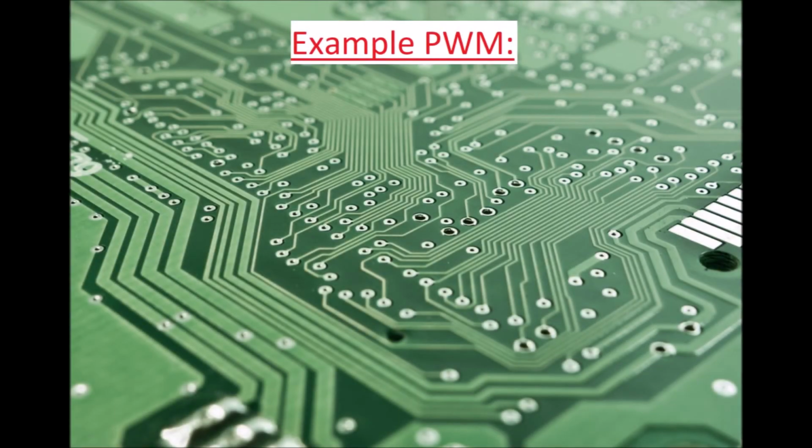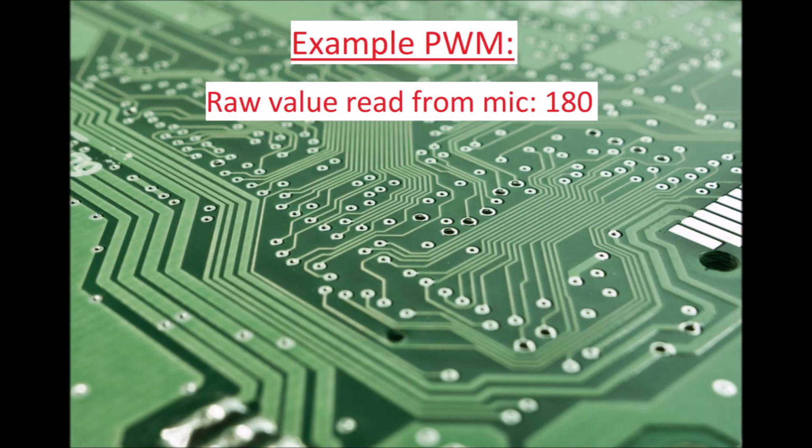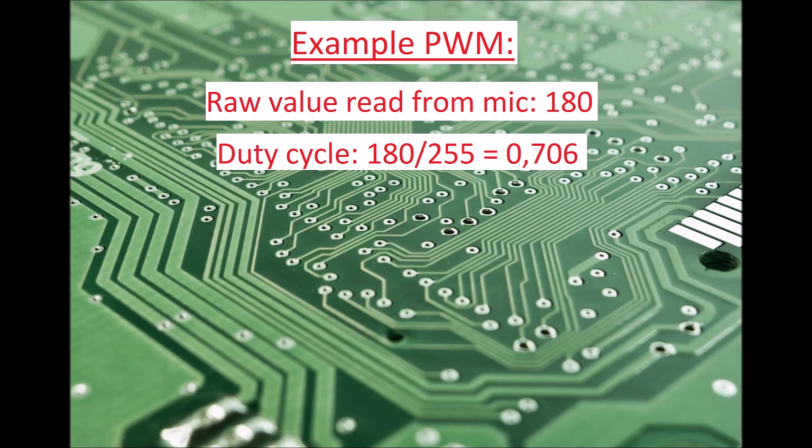The following example shall clarify the preceding. The microphone has recorded a raw value of 180 through the 8-bit analog digital converter. First of all, the duty cycle is calculated by taking the ratio of the input value 180 and 255, because 255 is the maximum of an 8-bit analog digital converter.